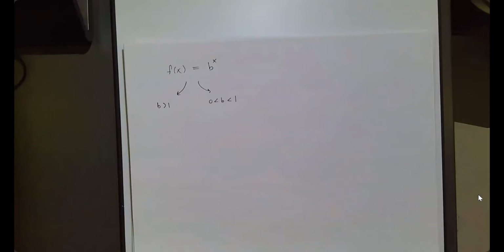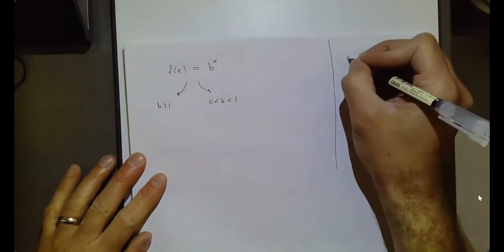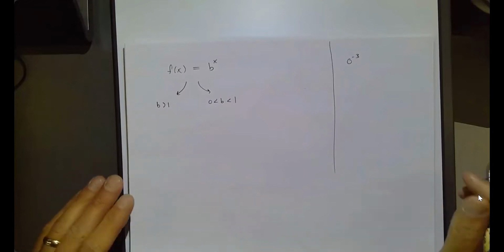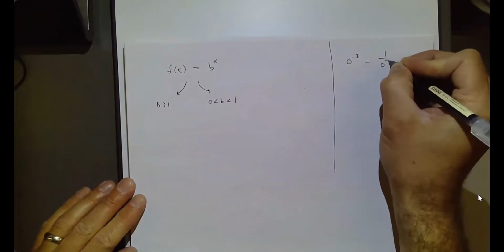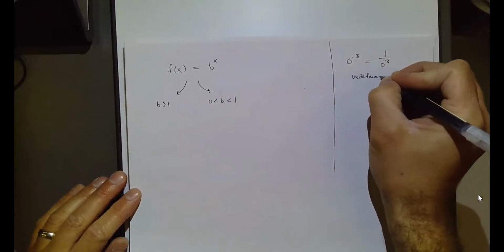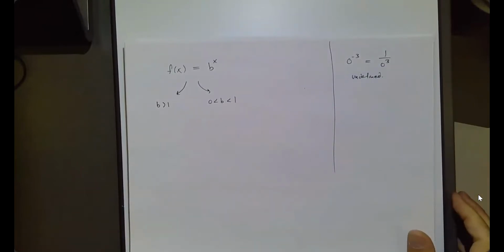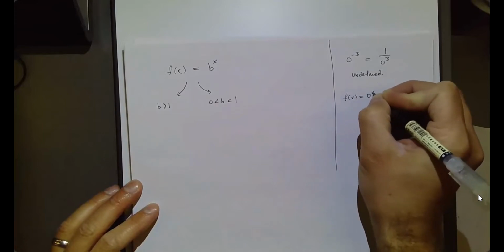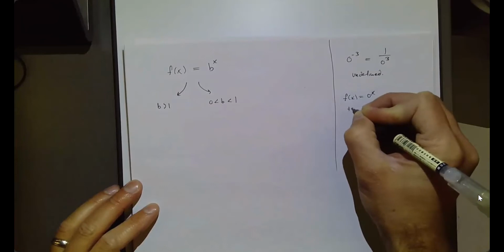0 to any power is also problematic. If you have 0 to a negative power, what's 0 to the negative third? It's a trick question. It's undefined. Can't divide by 0. So 0 to the x is a really terrible function. It's undefined when x is negative. So f of x equals 0 to the x, we don't do it.